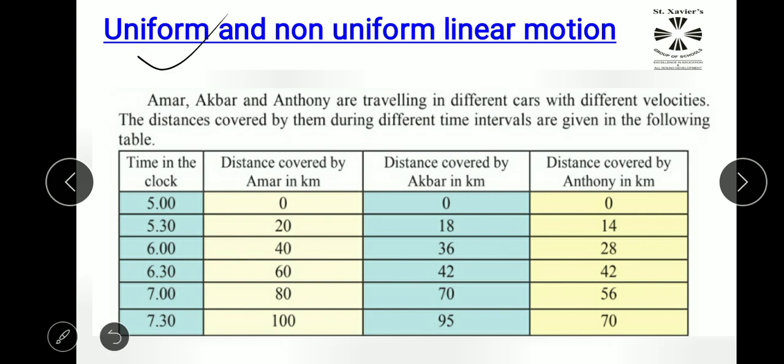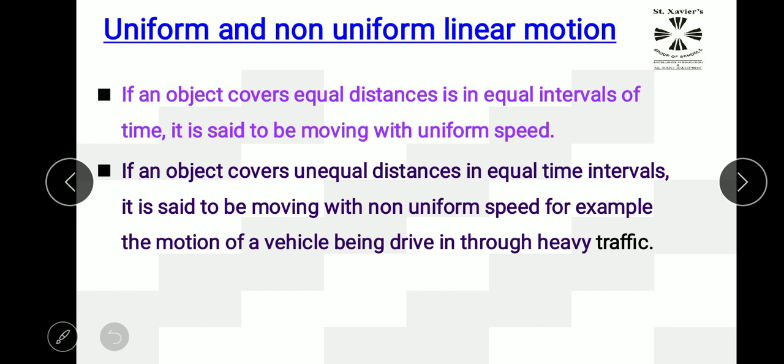If the distance traveled in each time interval is not the same, if the distance traveled is not the same per unit time, then we'll say the speed is not constant and the motion is not a uniform linear motion. Let's move ahead, students. So here the definition is there with you.